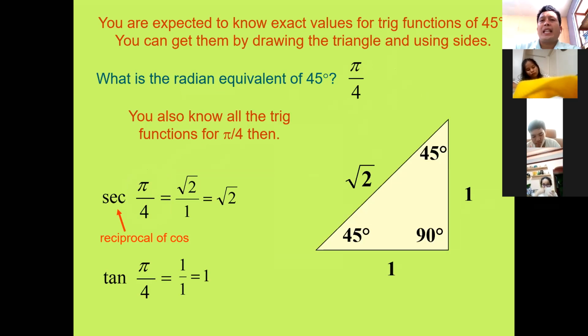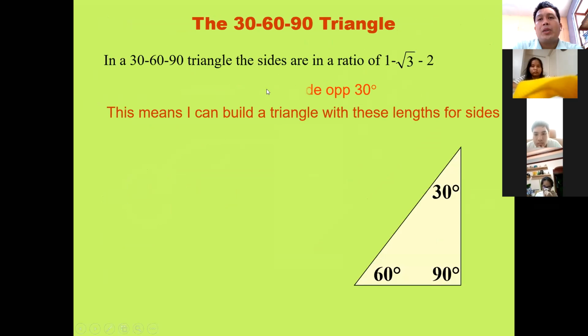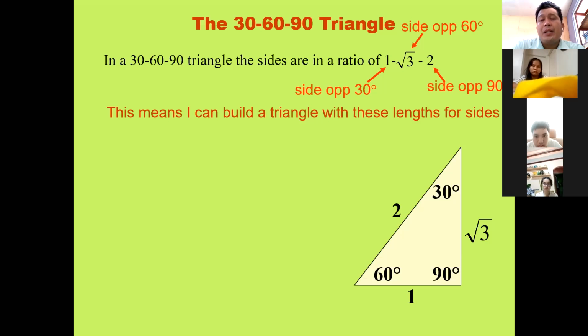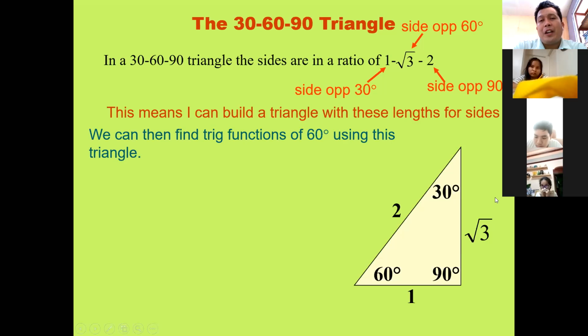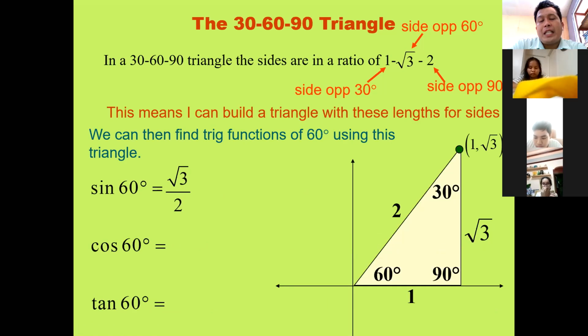And for the 30, 60, 90 degrees triangle, class, the property there is 1, 2, square root of 3. 1 is the opposite of 30 degrees, 2 is the opposite of 90 degrees, and square root of 3 is the opposite of 60 degrees. So if you're going to find the value of sine 60 degrees, that is square root of 3 over 2, cosine 60 is 1 over 2, tangent 60 is square root of 3 over 1, or square root of 3.